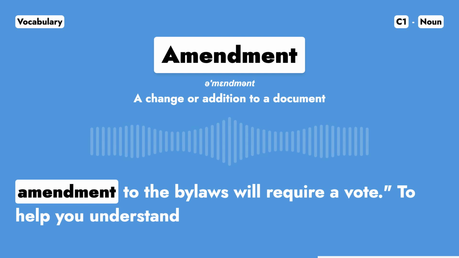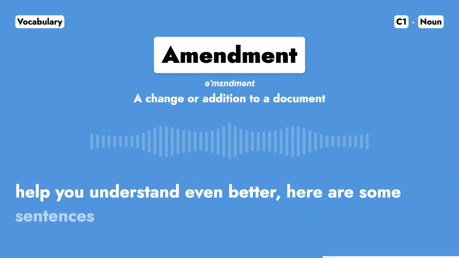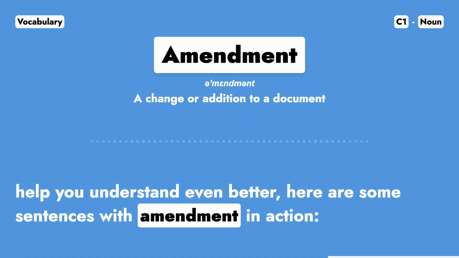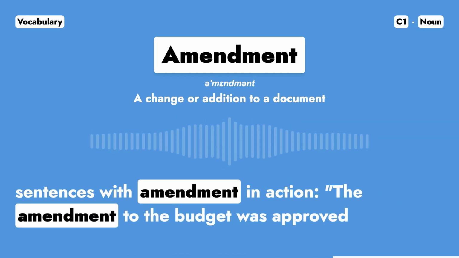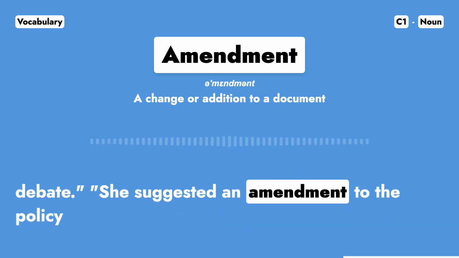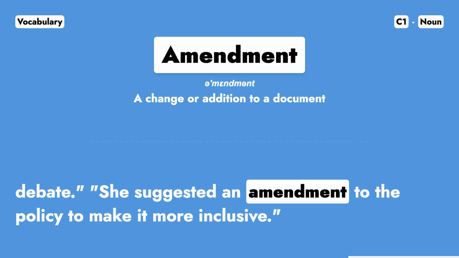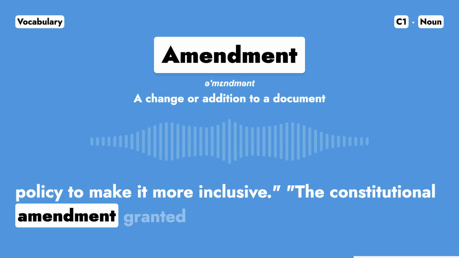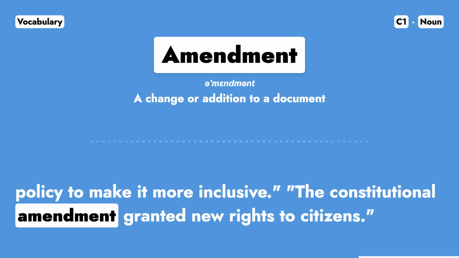To help you understand even better, here are some sentences with amendment in action. The amendment to the budget was approved after much debate. She suggested an amendment to the policy to make it more inclusive. The constitutional amendment granted new rights to citizens.